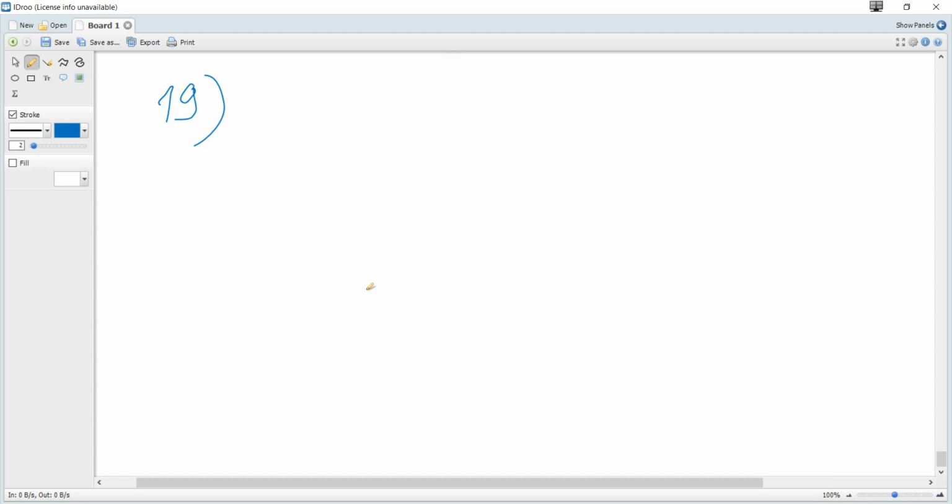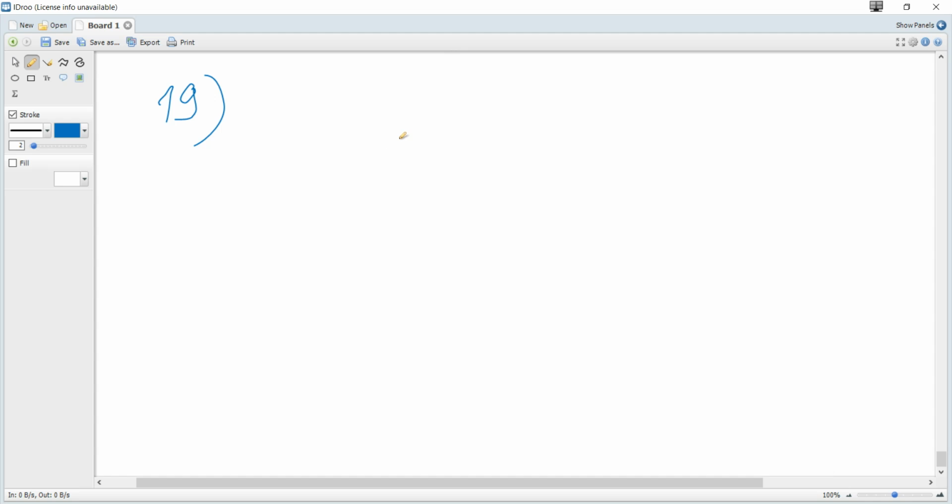Question 19. Three point charges plus Q, plus Q and negative Q are fixed at three corners of a square. What is the direction of the electric field at the fourth corner?